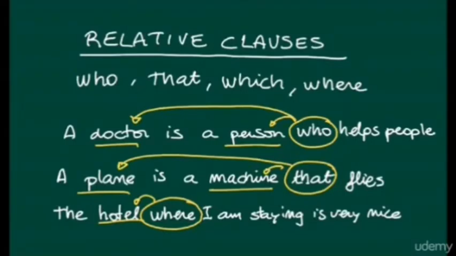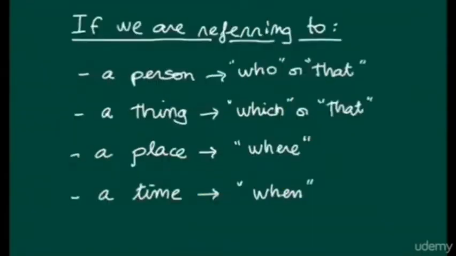So, in the relative clauses, we have to know if we are referring to a person, thing, place, or time. If we are referring to a person, we use who or that. If we are referring to a thing, we use which or that. If we are referring to a place, we use where. If we're referring to a time, we use when.